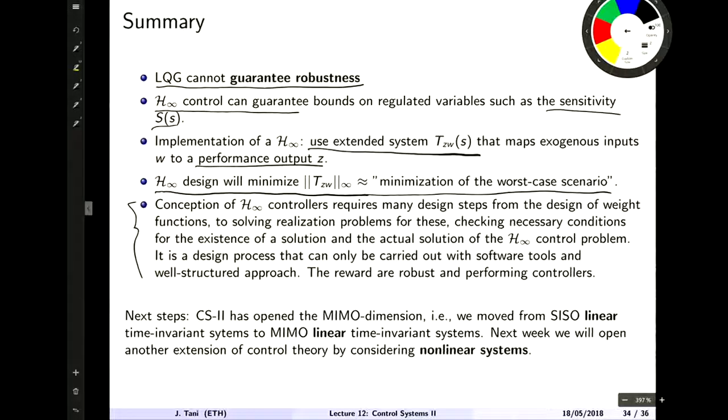Next week, we'll do a very exciting extension. So we have opened the MIMO dimension, so multiple inputs, multiple outputs, but we were always in linear space. And next time, we will get back to Control Systems 1, lecture 2, slide 1, or something like this, where we had this assumption, x dot equals f of x, u, and we said, well, we consider linear f. Next week, we'll drop that. So we'll see what happens if we have nonlinear f.